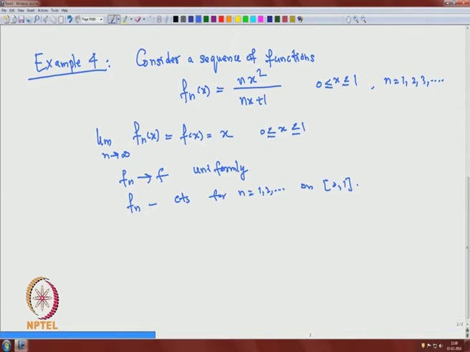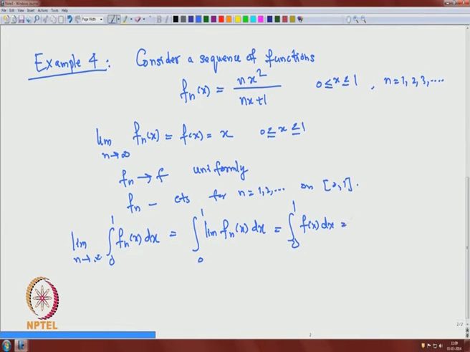Now, let us see what will be the value of the limit. So, limit n goes to infinity integral 0 to 1 fn x dx is equal to, the theorem says that the limit can be taken inside. So, limit integral 0 to 1 limit fn x dx, which is integral 0 to 1 f x dx, where the limit f x is x, so which is 1 by 2.